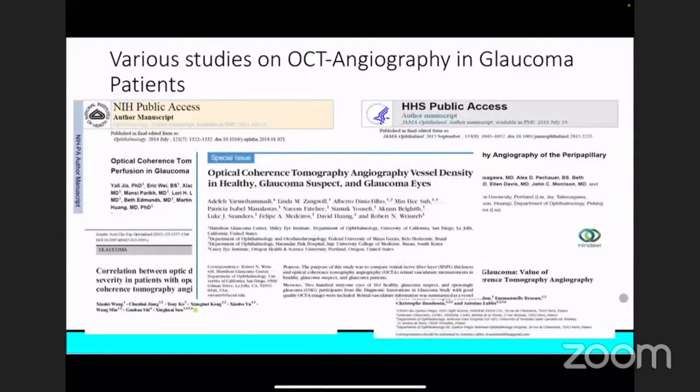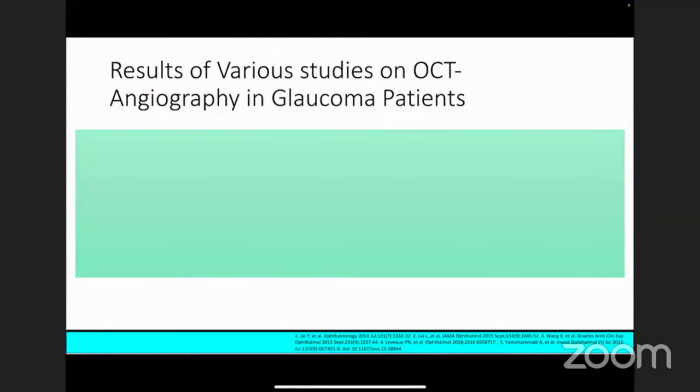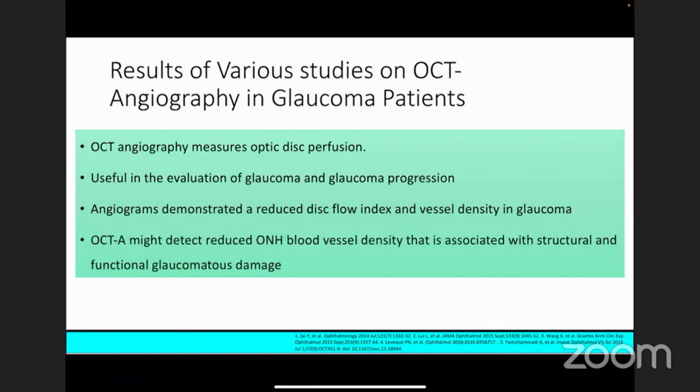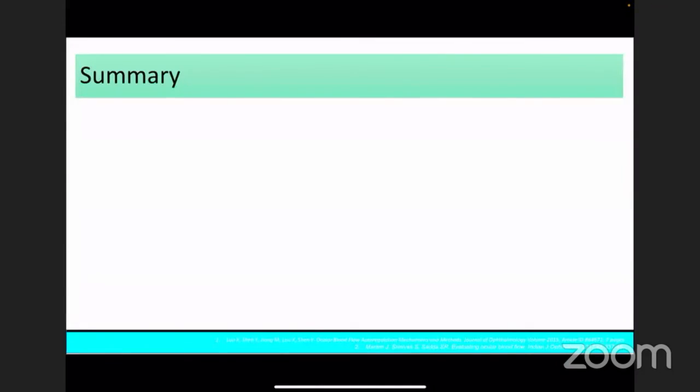So there are various studies on glaucoma. The results of OCTA in glaucoma patients say that it can measure optic disc perfusion. It is useful in evaluation of glaucoma progression, and it demonstrates a reduced disc flow index and vessel density in glaucoma. It also detects reduced optic nerve head blood flow density, which is associated with structural and functional glaucomatous damage.